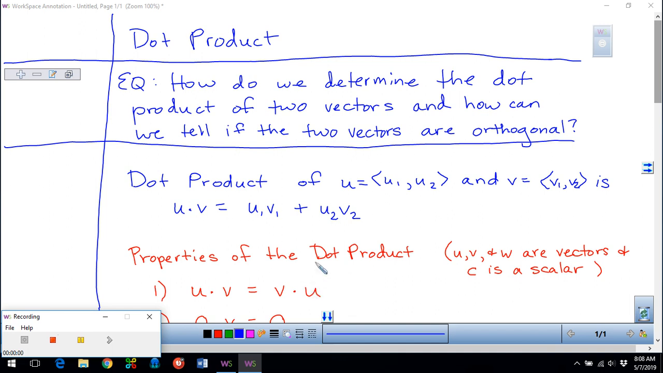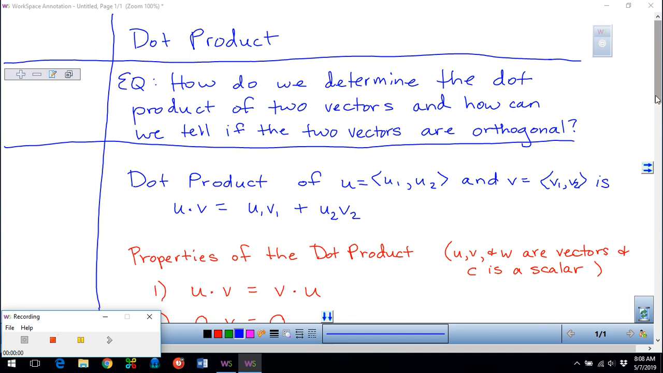Hello. This video is about finding the dot product of two vectors. Our essential question is, how do we determine the dot product of two vectors, and how can we tell if the two vectors are orthogonal?